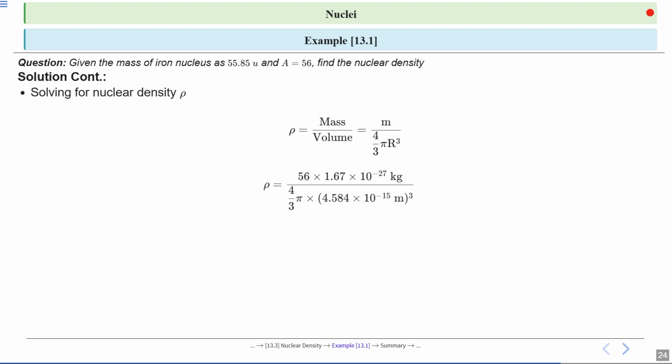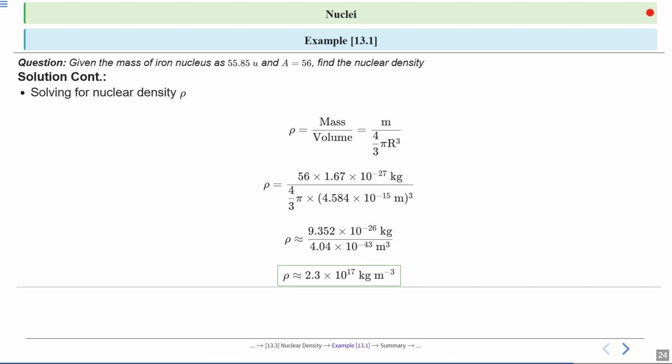Now let's substitute the values into our formula. The mass is 56 times 1.6 times 10 to the power minus 27 kg upon 4/3 times pi times 4.584 times 10 to the power minus 15 meter cube. After calculating, we get the numerator as 9.352 times 10 to the power minus 26 kg upon 4.04 times 10 to the power minus 43 meter cube.